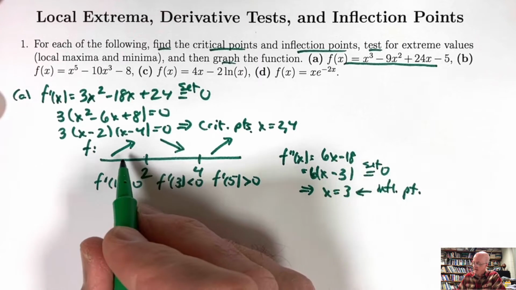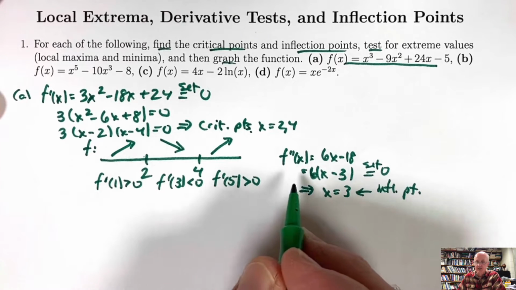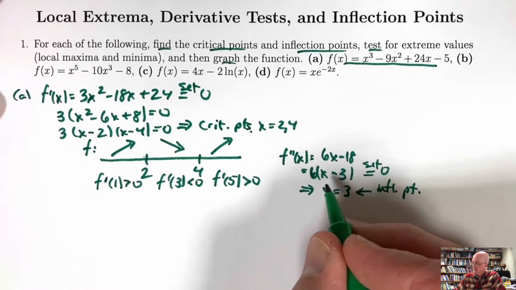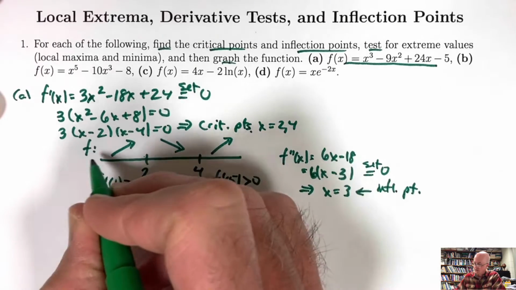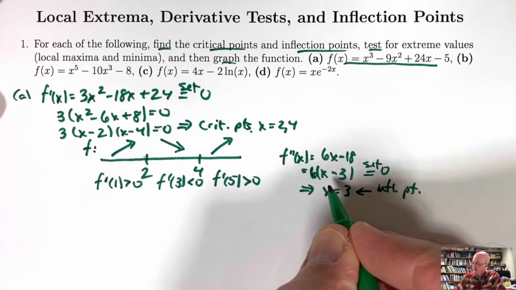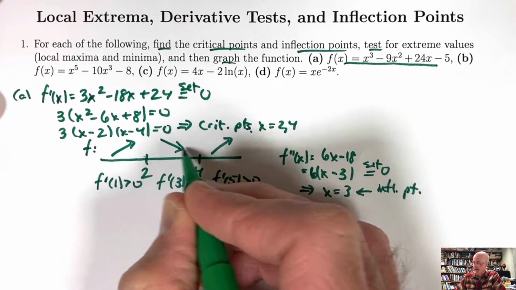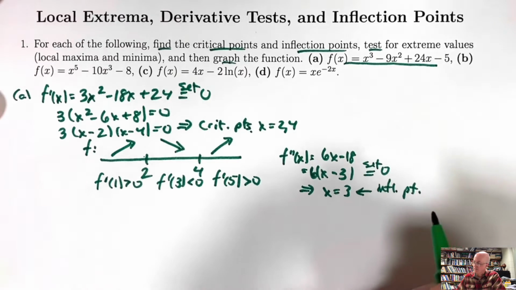For the second derivative test, I plug in the critical points, 2 and 4, into the second derivative and see if I get a negative or a positive number. When you plug in 2, you get a negative, confirming the graph is concave down near 2, and it's a local maximum. And when you plug in 4, you get a positive quantity, confirming the graph of f is concave up near 4, and that's why it's a local minimum.